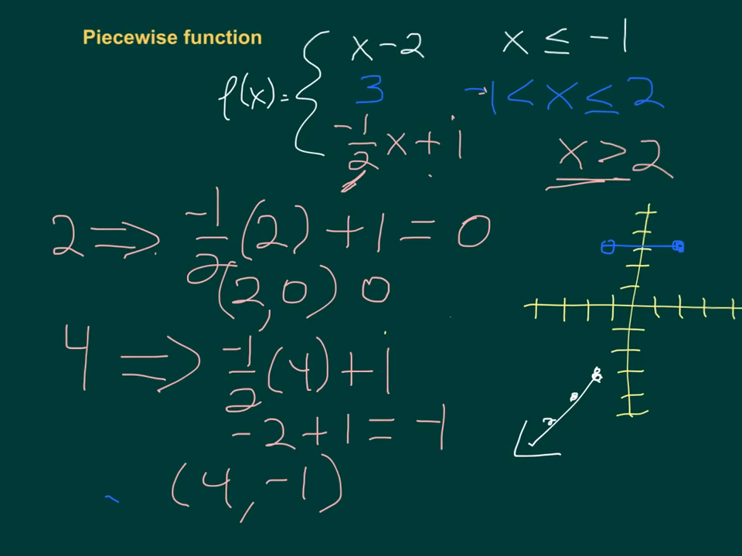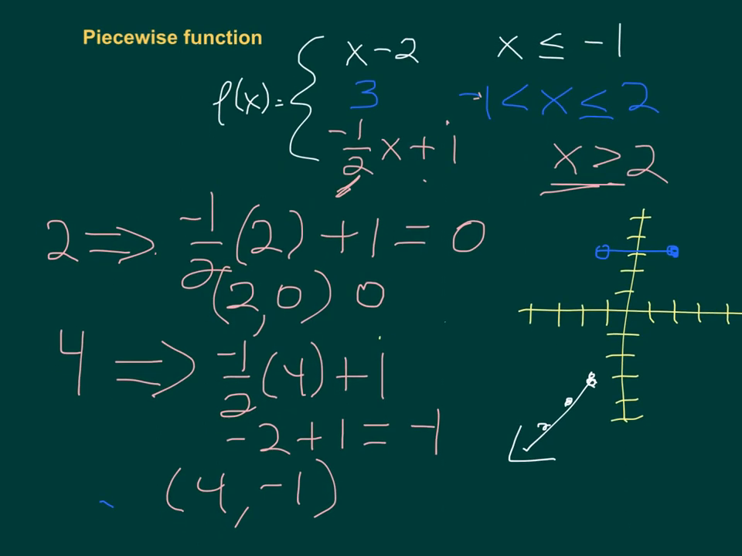So I'm going to start my graph at 2 comma 0 with an open circle. So 2 comma 0 was right here. And then I'm going to pick the point 4, negative 1. So 1, 2, 3, 4, negative 1 is right here. And that is plenty to graph my graph.